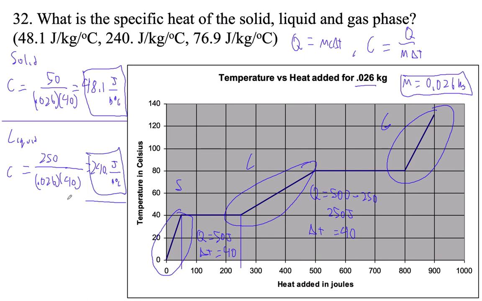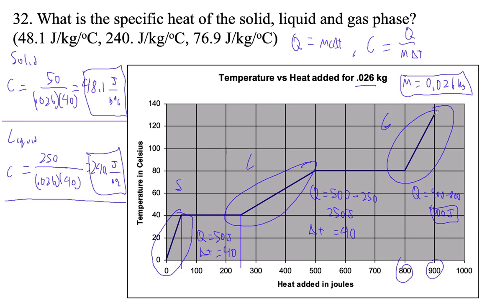All right, now let's look at the gas. The gas is steep again. I don't know if it's as steep as the solid. I think it's a bit less steep. Okay, so our Q, it starts at 800 and ends at 900. So Q is 900 minus 800, or just 100, right? 100 joules flows in.